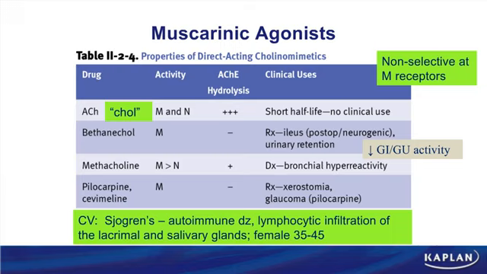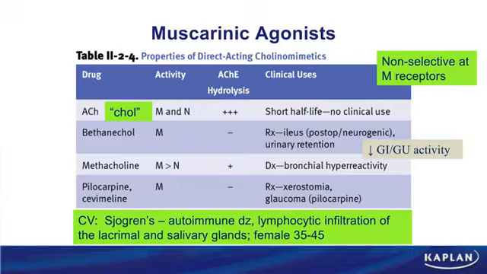The other use for pilocarpine is glaucoma. Formerly, this was an important use for this drug. Today, we have a lot of other glaucoma medications that we actually prefer over pilocarpine, but that's still an indication for this drug.